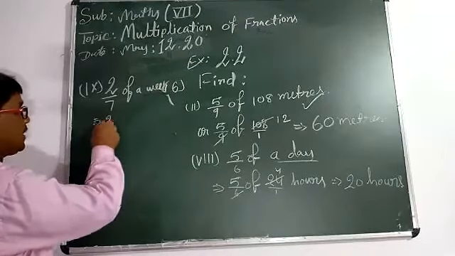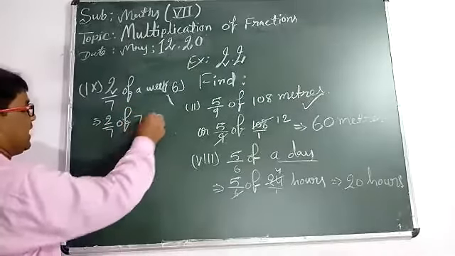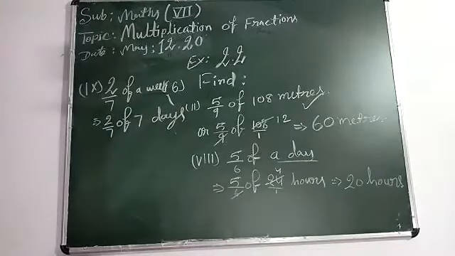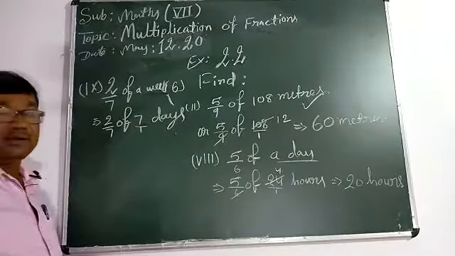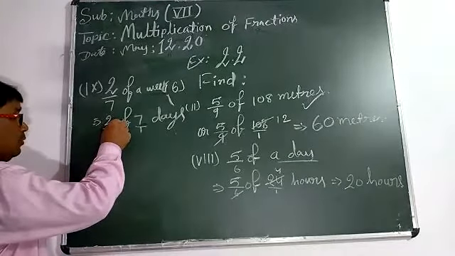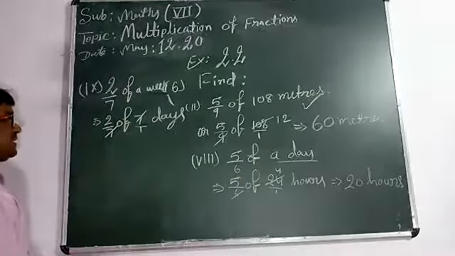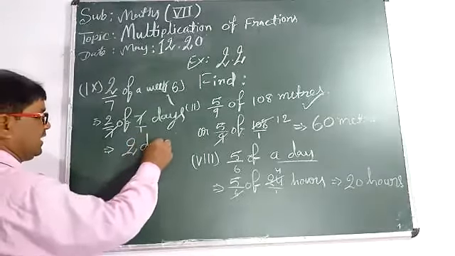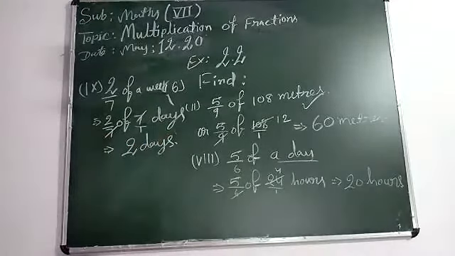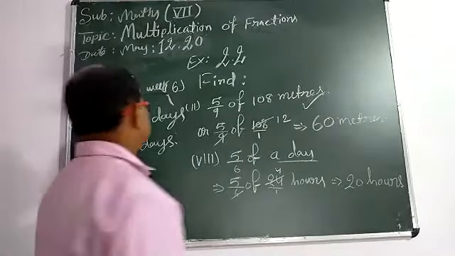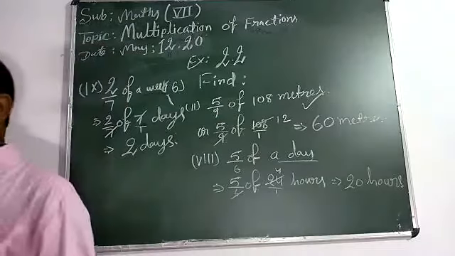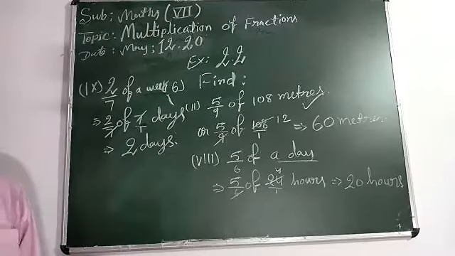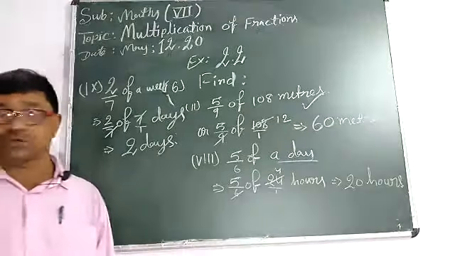Now you should write 2 upon 7 of 7 days. 7 means 7 upon 1, so we will divide 7 by 7. 7 1s are 7, 7 1s are 7. Now you have the product only 2, so our answer will be 2 days. 2 upon 7 of 1 week is 2 days. Understood? No problem now?